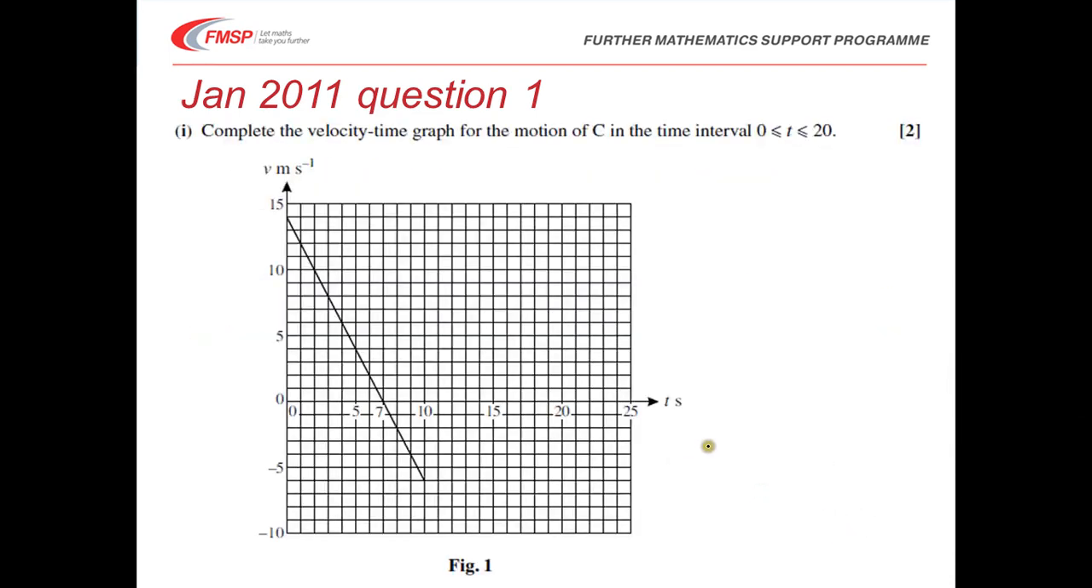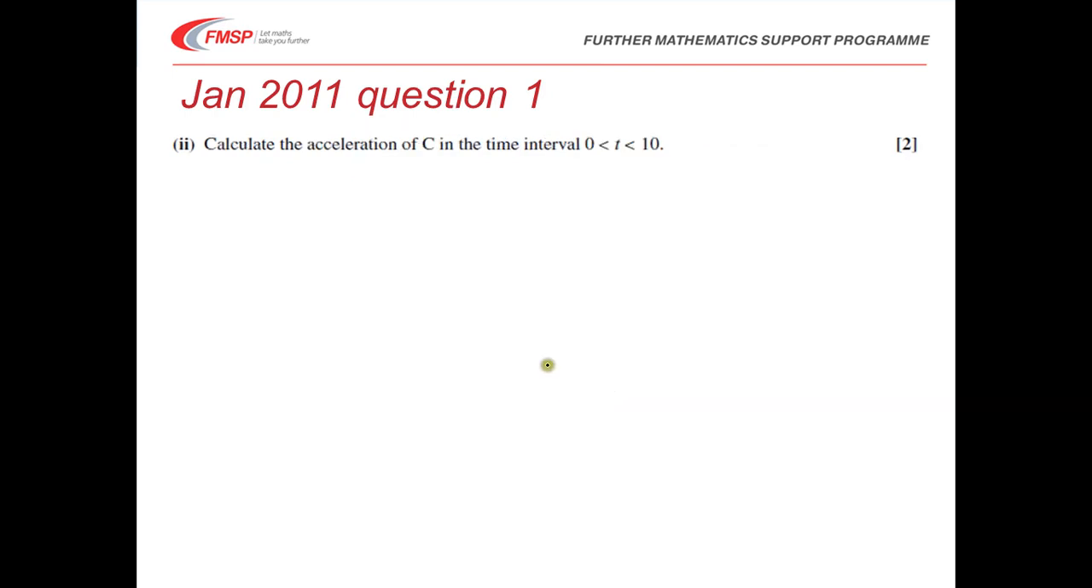And I've done a copy of the graph here. So we're going to have a horizontal line between 10 and 15, and then a uniform straight line up to a velocity of 0 when t equals 20. So that's the first part of the question done.